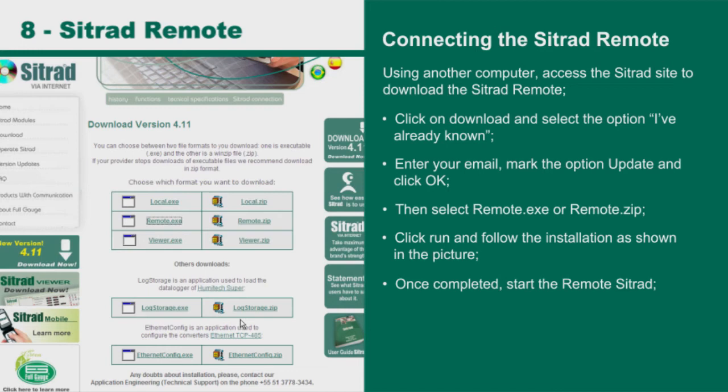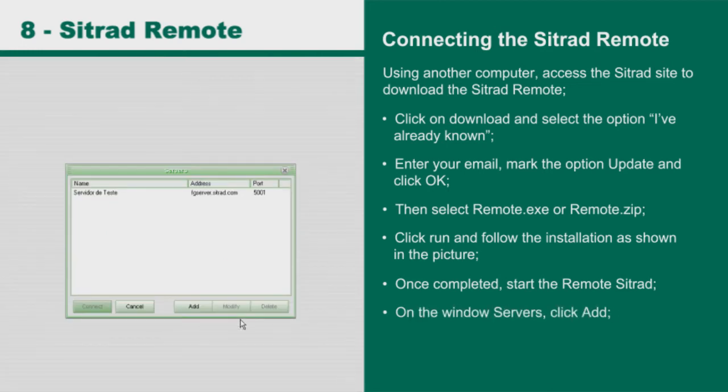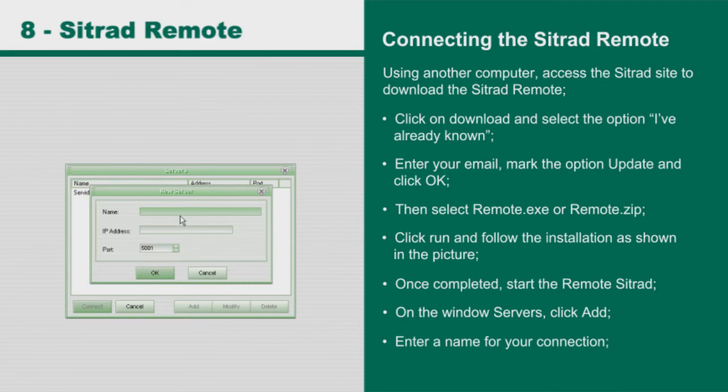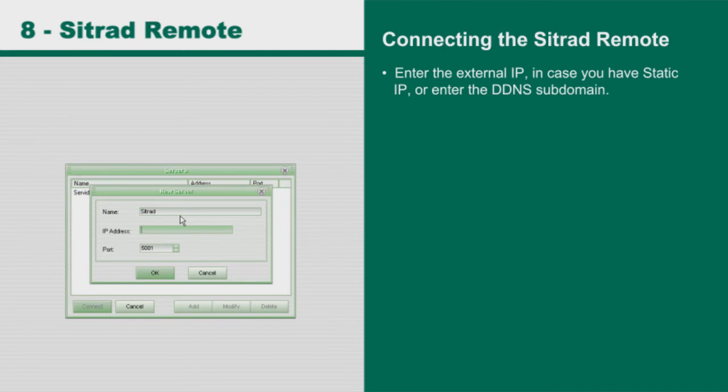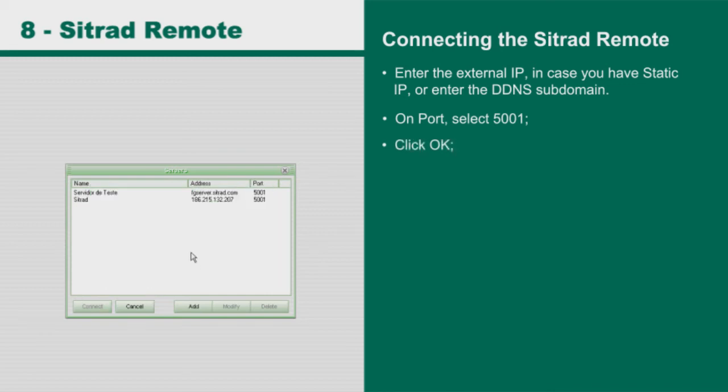Once completed, start the remote Sitrad. On the Windows servers, click Add. Enter a name for your connection. Enter the external IP in case you have static IP, or enter the DDNS subdomain. On port, select 5001 and click OK. Now select the newly created server and click Connect.